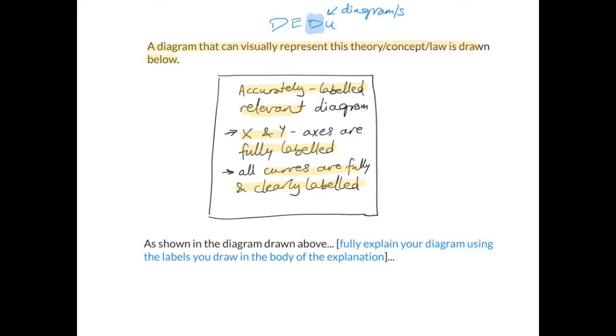Now, it's not enough to just draw the diagram for decoration. You have to attach a paragraph under the diagram where you explain the diagram you just drew. So something like, "As shown in the diagram drawn above," and then you fully explain your diagram using the labels that you draw. The labels that you've drawn in the diagram need to be used in the body of the explanation of that diagram.